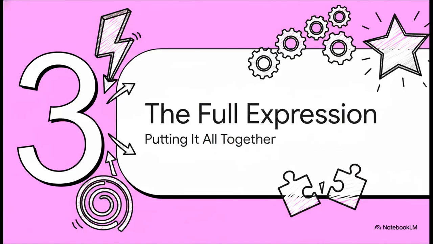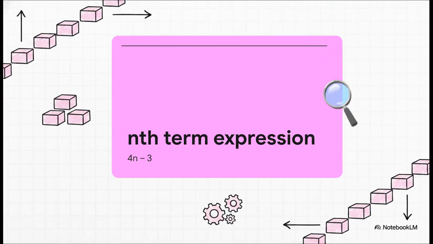Okay, we have our 2 pieces of the puzzle. We have the 4n part and we have the minus 3 part. Let's put them together and build our final 2-mark answer. And there you have it. The final expression is 4n minus 3.